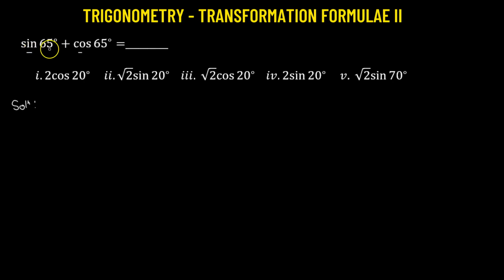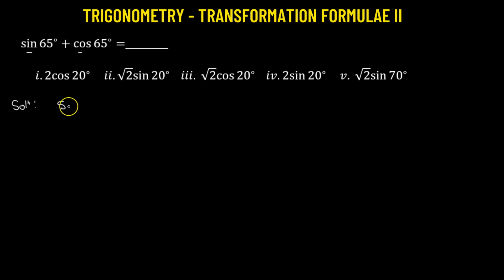That means if we have sine 65 degree, then we should have the second term in terms of sine function, or both of them should be in terms of cosine. But that's not a big issue. We can convert the cosine to sine such that we have the sum of two sine function, or we can go the other way around, convert the sine to cosine in order to have the sum of two cosine function. So let's try to do that.